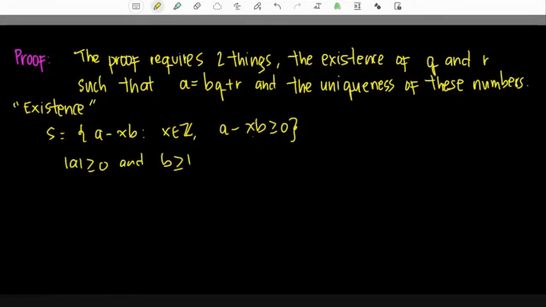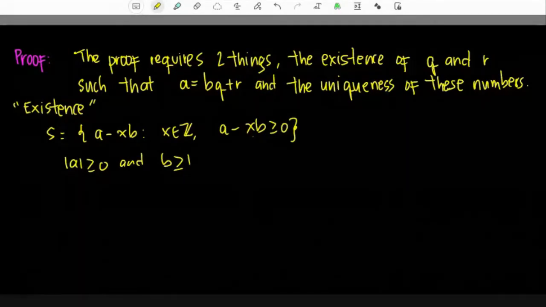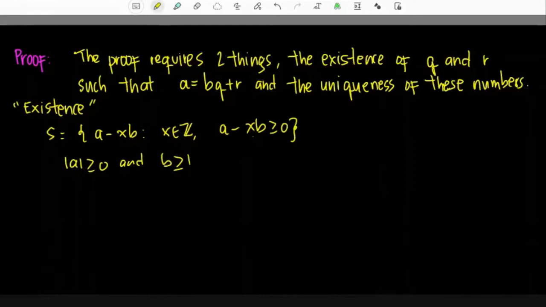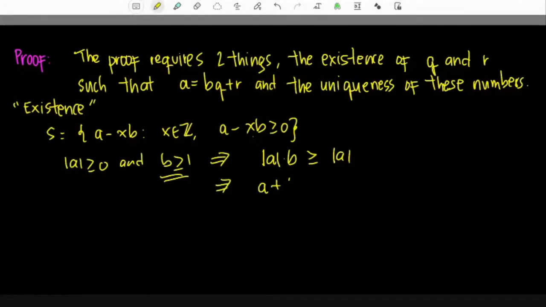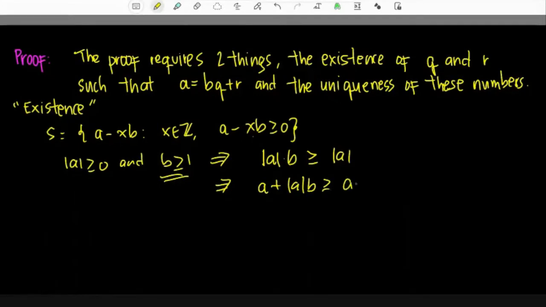So, A and B are any integers where B is positive. So, we are always sure that the absolute value of A is greater than or equal to 0 and B is greater than or equal to 1. Okay. So, from this inequality, we can multiply the absolute value of A on both sides and we get absolute value of A times B greater than or equal to absolute value of A. Tama? So, that's just the rule of inequality. Mag-multiply ka ng positive number on both sides, then you still get the same inequality. Okay. So, by addition property of inequality again, mag-a-add lang ako ng A both sides. I can still have the same inequality.